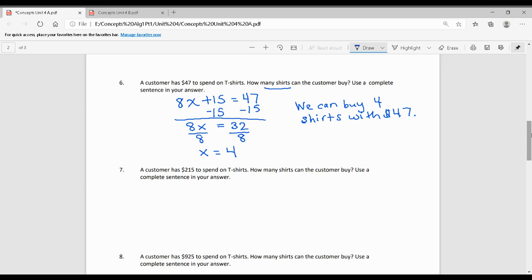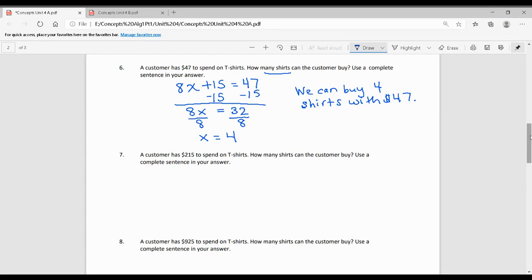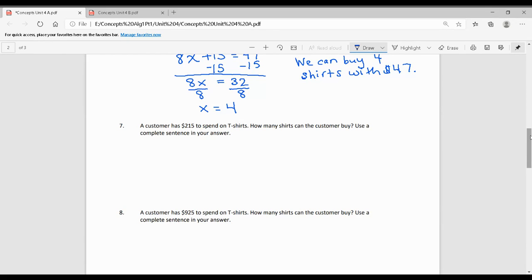All right, go ahead. Do 7 and 8 like we just did with 6. You can certainly use a calculator for this. We'll go over 8. So for number 7, the correct answer for 7 is 25. So let's do that one, okay? We know each shirt is $8. We do not know how many shirts, so we'll have X again. And then we have our one-time fee, and that total cost this time around can equal up to $215. That's how much money we have.